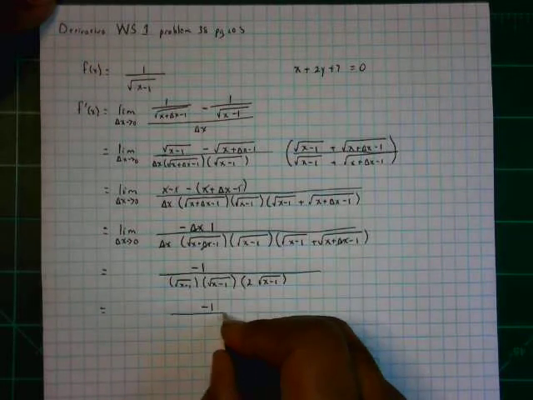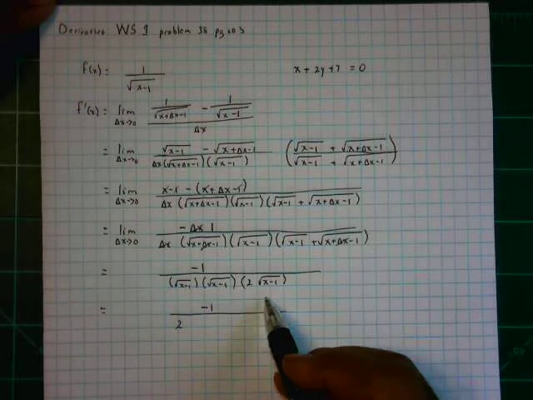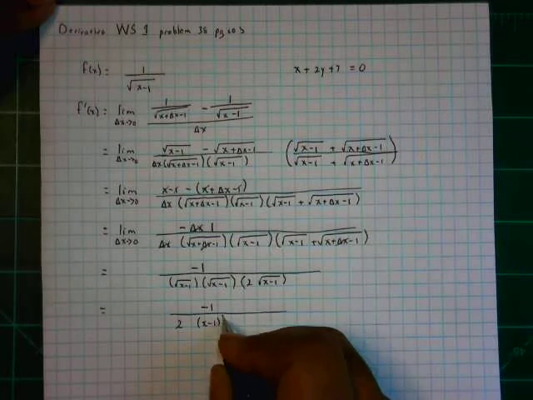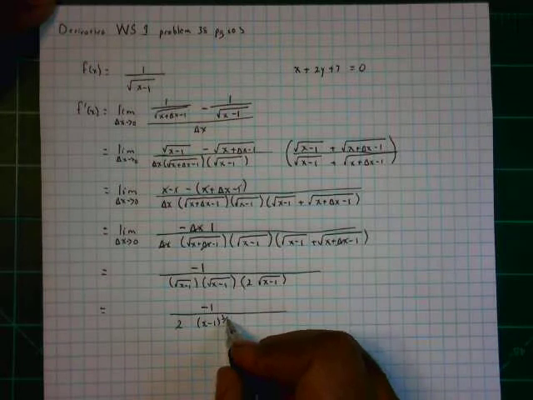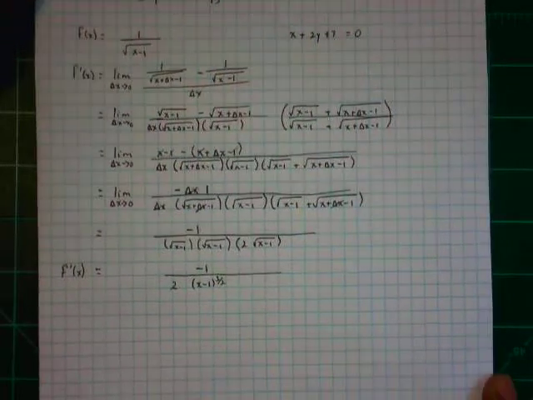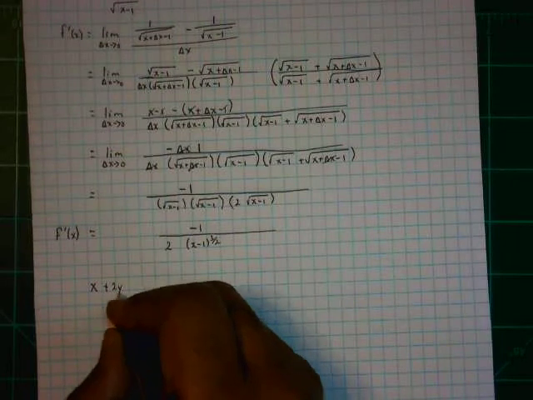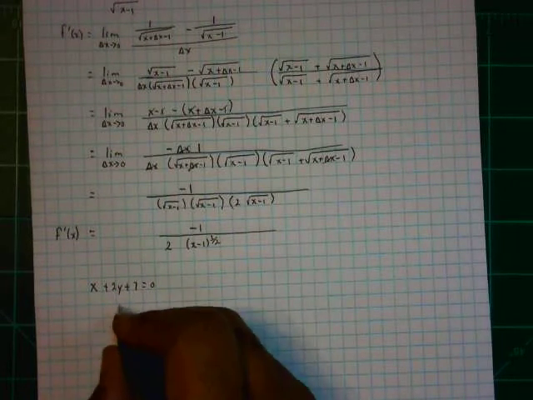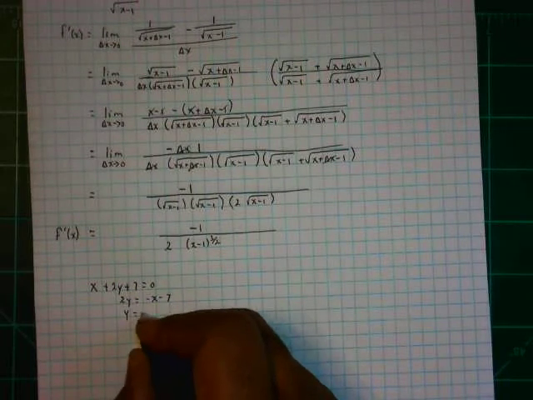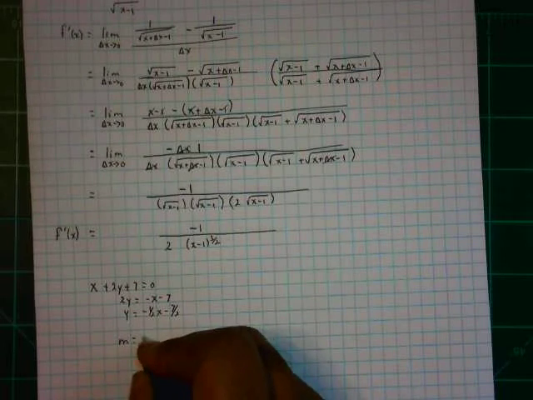So this will be -1. I'm going to pull the 2 to the front. Then I have the square root of x minus 1 times the square root of x minus 1 times the square root of x minus 1. So I'm going to write this as x minus 1 cubed, since I have 3 of them, and then I have to take the square root, so I get that. And this is what my f prime of x is. Now let's go back to the line we're given. We're given the line x plus 2y plus 7 equals 0. That means 2y equals -x minus 7, and y is equal to -1/2 x minus 7 over 2. So the slope of this line is just -1/2.